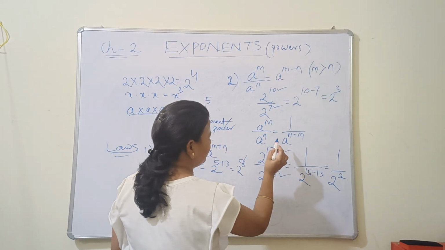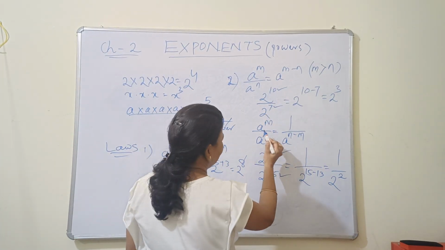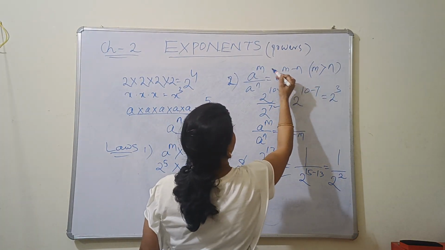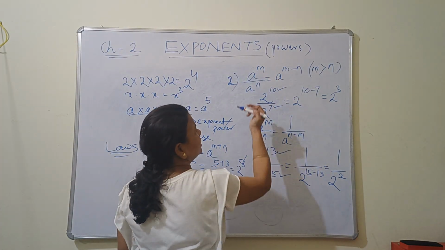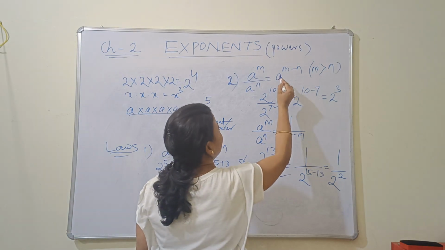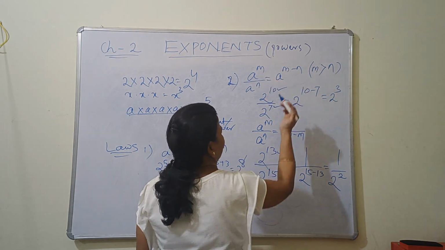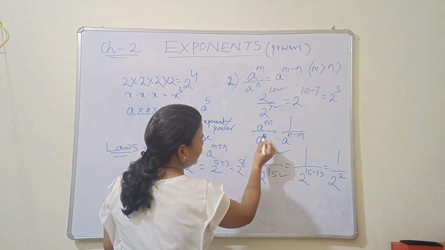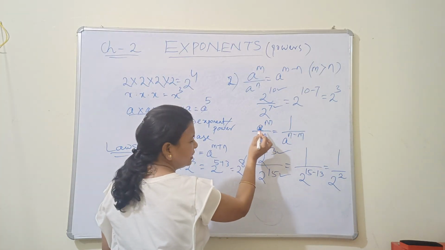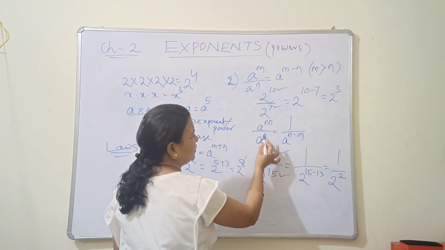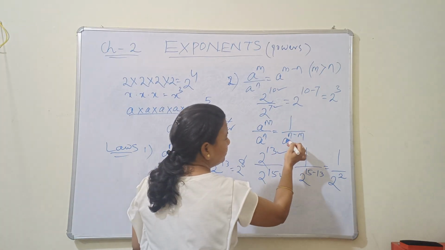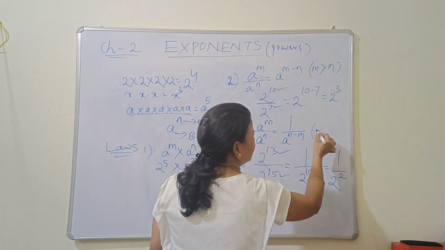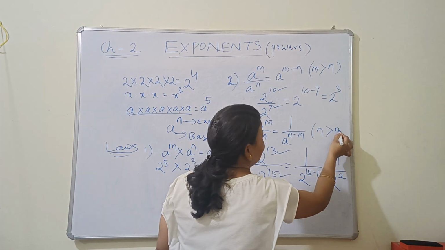But for the time being you understood that when m is greater than n, this power is greater than this power, that time a to the power m divided by a to the power n would be a to the power m minus n. But when we have n greater than m, in that case a to the power m divided by a to the power n would be 1 by a to the power n minus m. It is the case when n is greater than m.